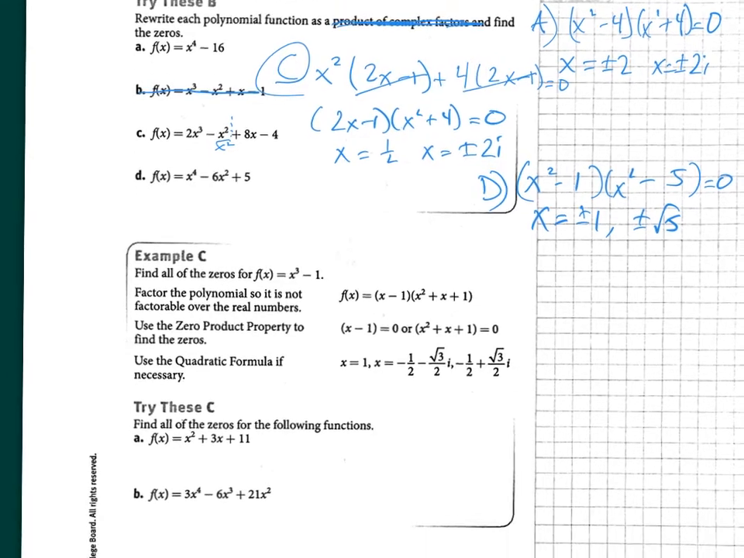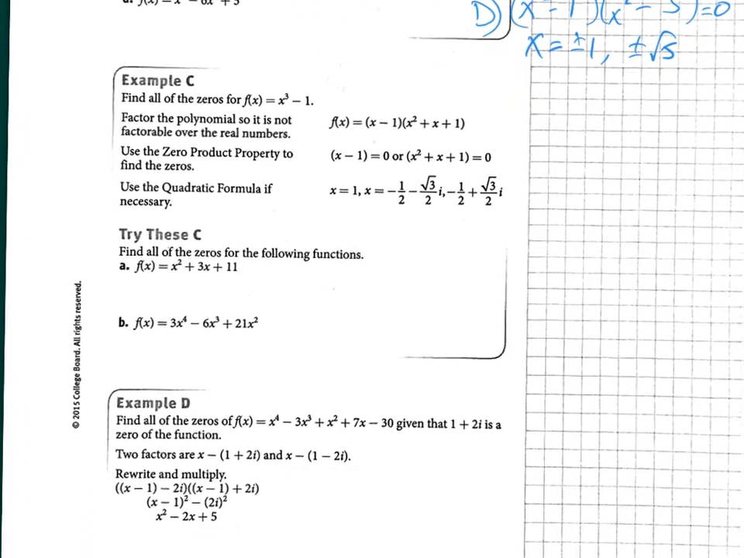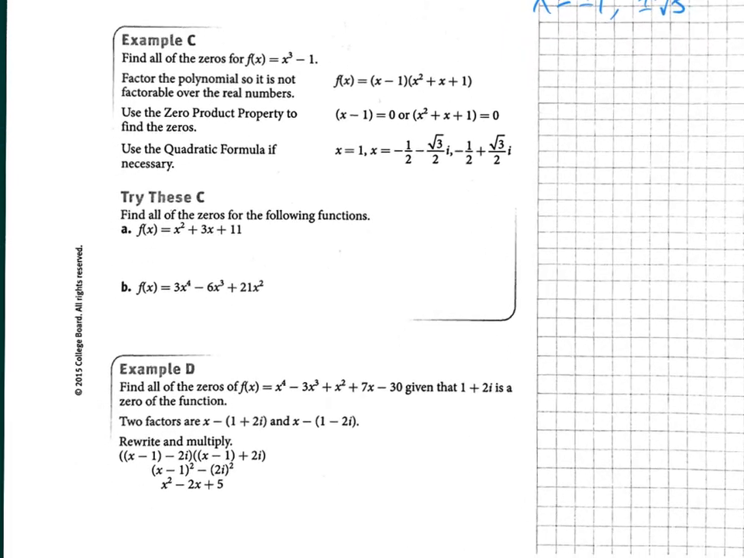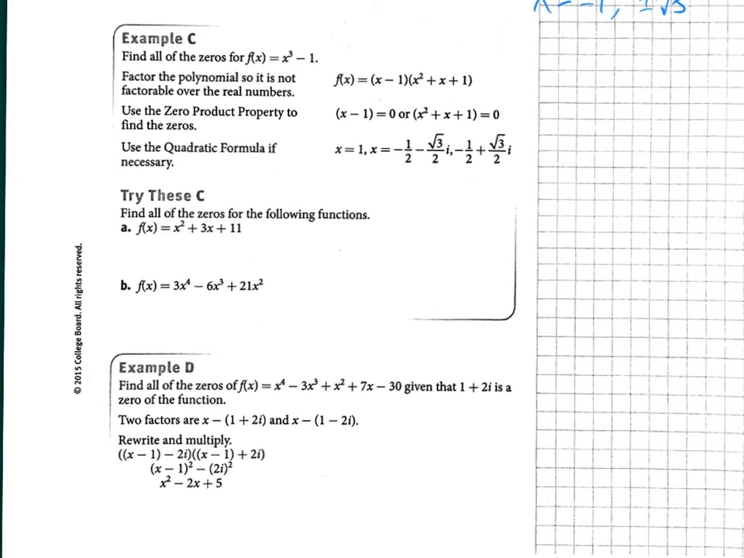Just to go through quadratic formula on the ones that are not factorable. So part A here. 1 and 11 multiply to get 11. You're not going to add up to get 3.